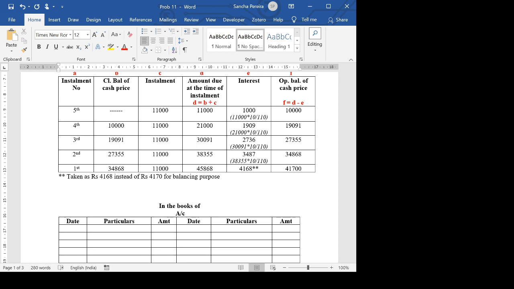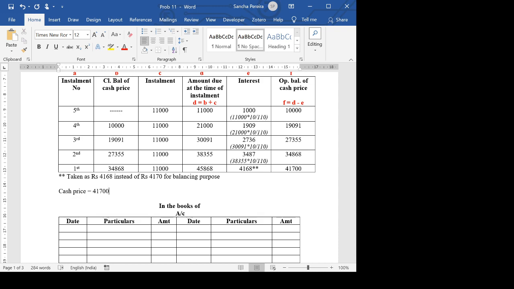Now, I want to know from you, have we got our cash price? What is the final amount that we have got here? It is 41,700. Okay. Can we consider this as our cash price?